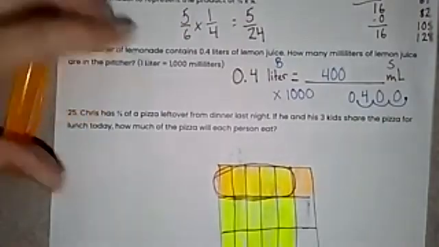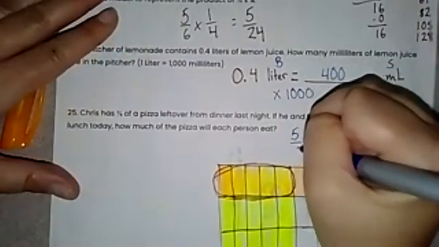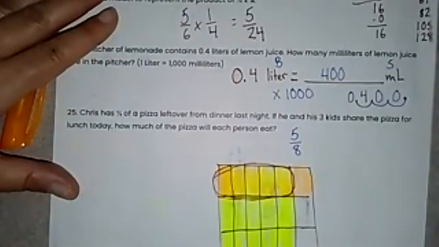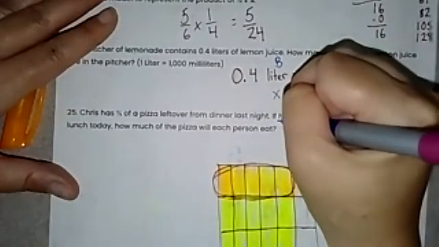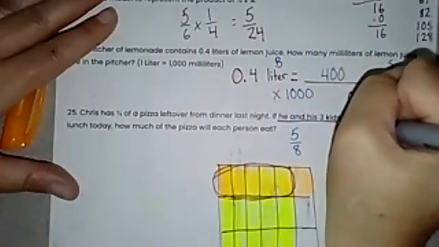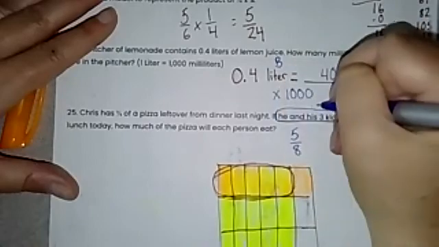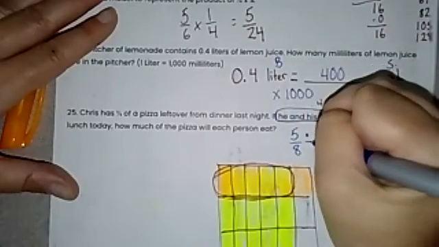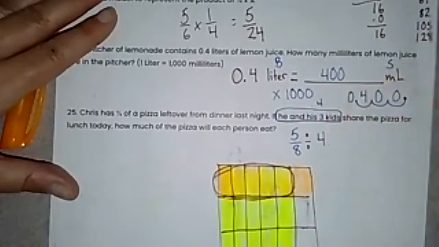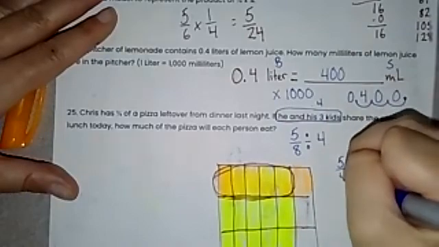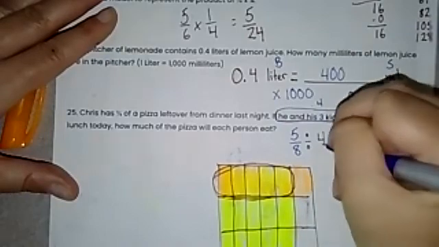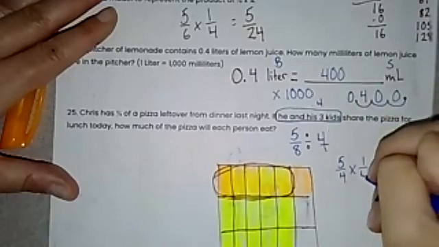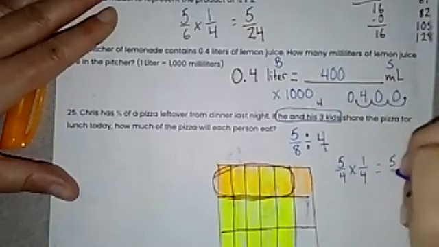All right, Chris has 5/8 of a pizza, and him and his 3 kids are going to share the pizza. Malachi, how many people is him and his 3 kids? 4. So 5/8 divided by 4. Keep, change, flip it. Keep, change, and 4/1 turns into 1/4. They're each going to get 5/16.